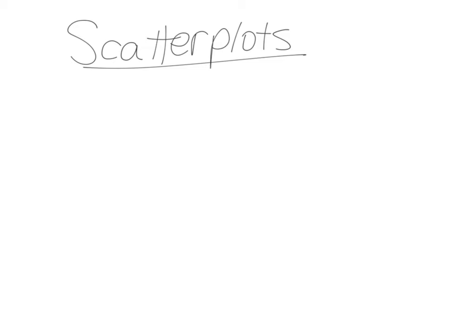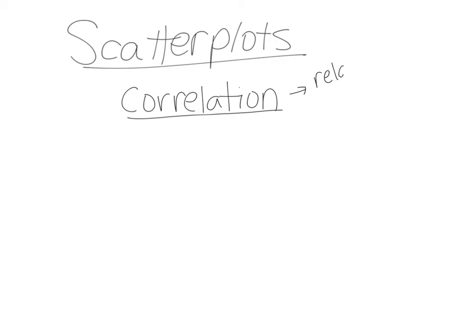So the first thing I want to talk about with scatter plots is the correlation. Okay, so baby heading is correlation. So correlation just kind of talks about the relationship between your x values and your y values. The relationship between x and y. Okay, there are 3 types of correlation.